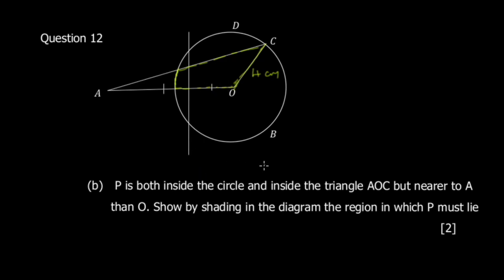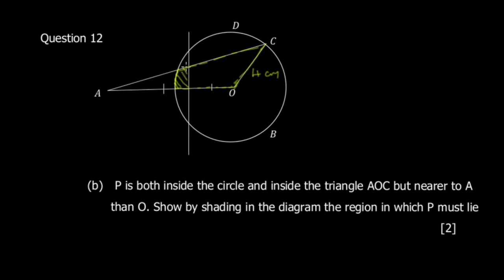And then we are told that it's nearer to A than O. Our perpendicular bisector, remember, this represents the locus of points equidistant, which means an equal distance from O and from A. The region that we want, it's nearer to A than to O. So it should be this region.